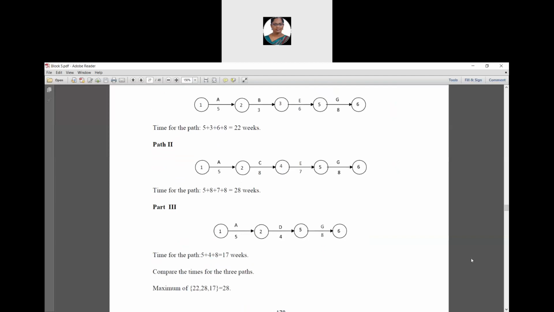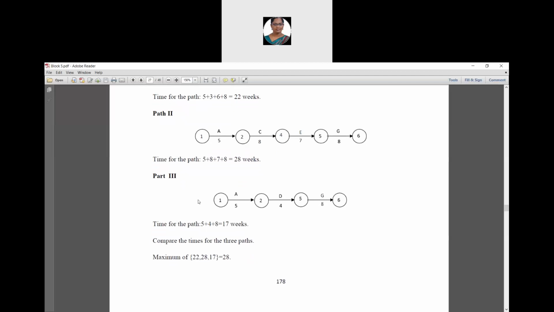Path 2 starts from the starting node 1, and 1 to 2 has an activity A and its time duration is 5. 2 to 4 has an activity C and time duration is 8. 4 to 5 has an activity F and its time duration is 7, and 5 to 6 has an activity G and its time duration is 8. So time for this path 2 is 5 plus 8 plus 7 plus 8. It is 28 weeks.